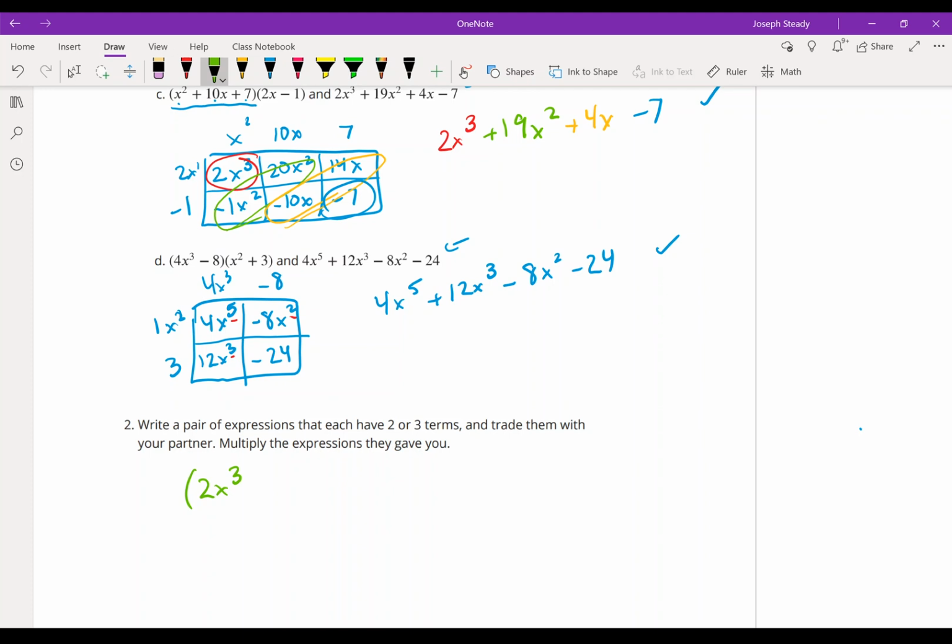2x to the third minus 7, I'm going to multiply that by x plus 6. So see if you can multiply those two things together using the box diagrams we were just working with above.